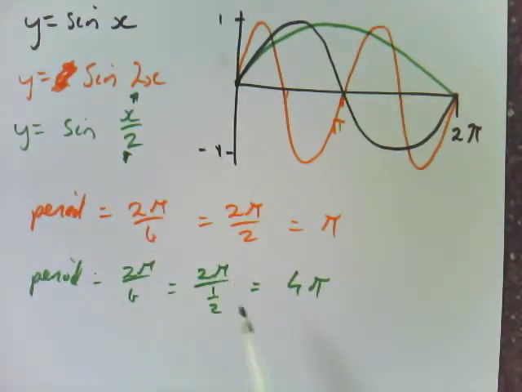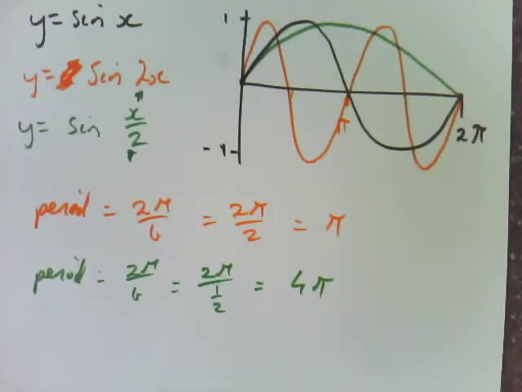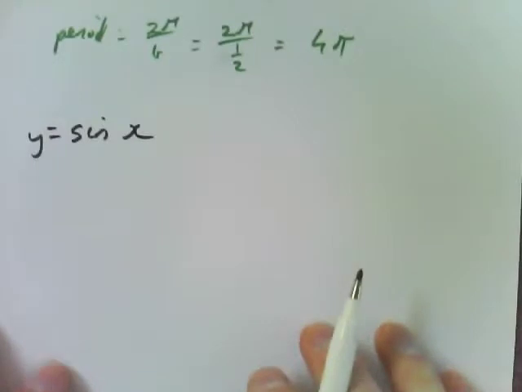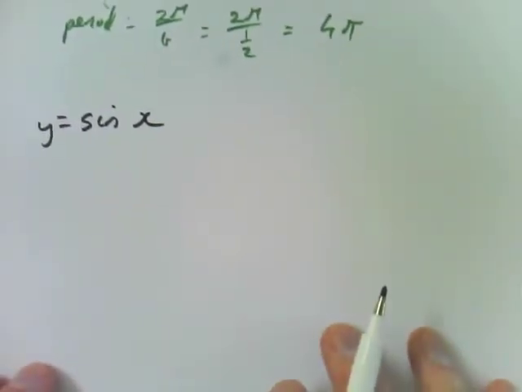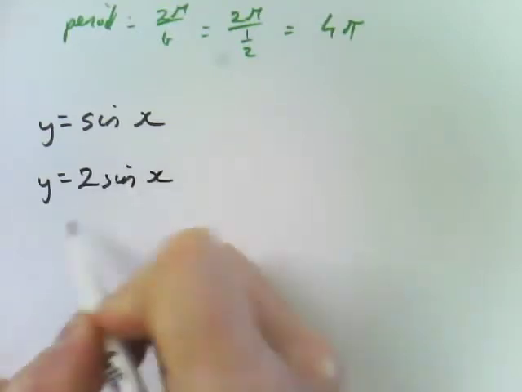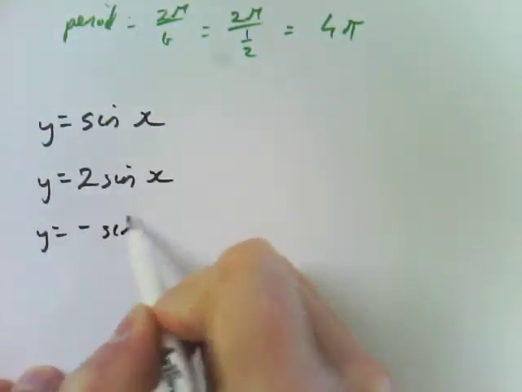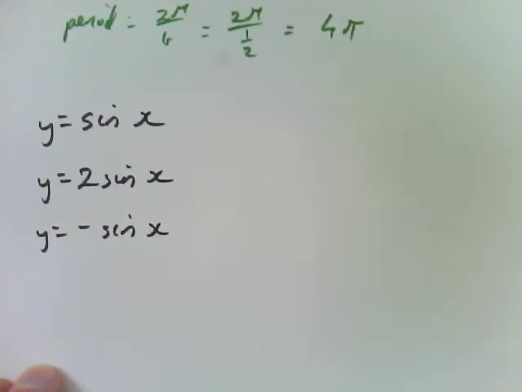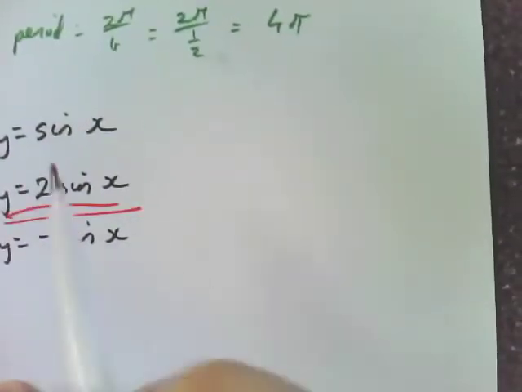So, Alfie, if your amplitude turned out to be negative, show us. Let's do some amplitude ones. So y equals sine x, we'll leave. We'll do y equals 2 sine x and y equals negative sine x. And we're supposed to do them in different colours. So let's choose this one to be red and this one to be blue.